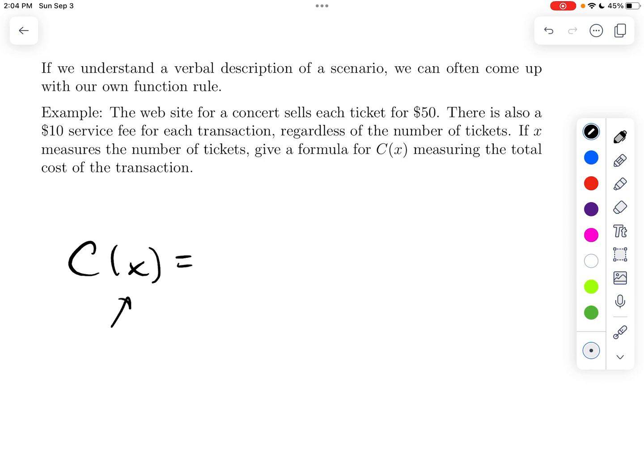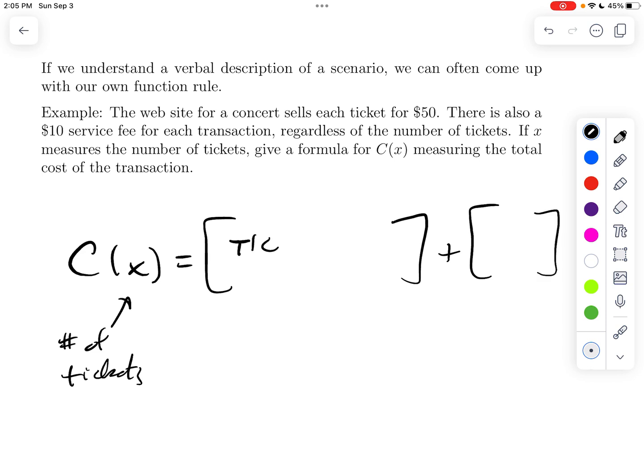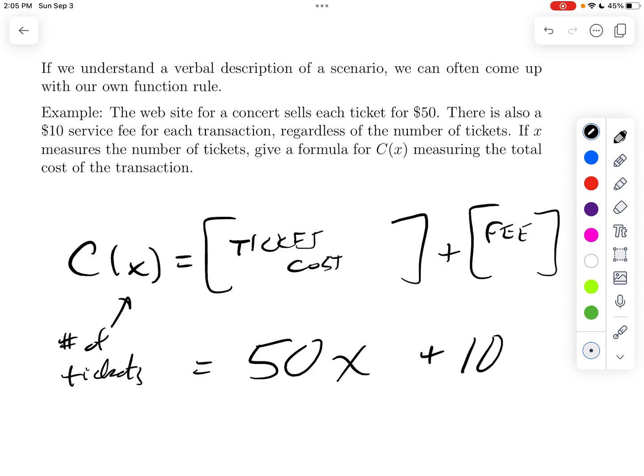So x here is sort of generically measuring the number of tickets. And we can kind of break this up as the ticket cost plus the fee. Each ticket costs $50, and we're buying x of them, so that would be 50 times x. And the fee is 10.